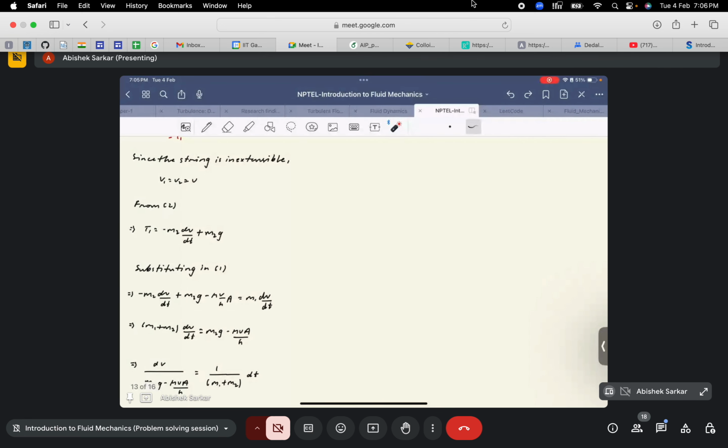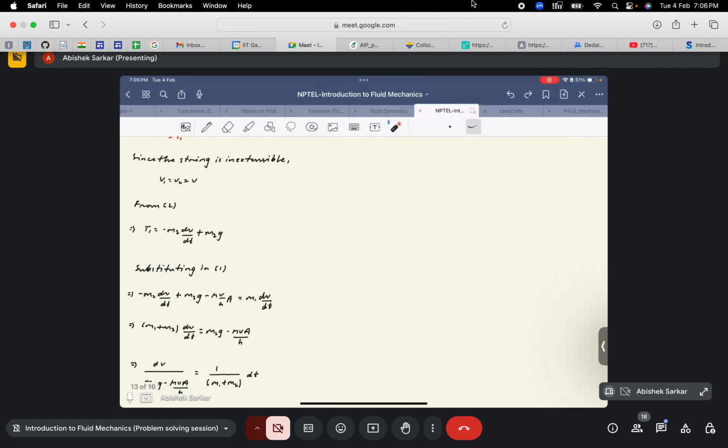Now if we integrate from 0 to V, we can write the integration of dV by (m2 g minus mu V A by h) from 0 to V. m1 and m2 are constants, so we can take them out of the integration. We can write the integration of dt from 0 to t. Now you may ask why we are not taking V out of the integral? Because V may not necessarily be a constant, it can vary with time, so we need to consider that variation.